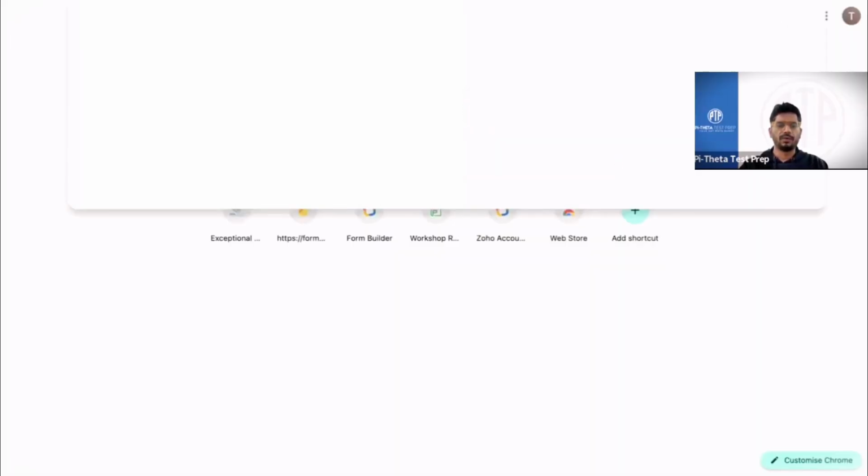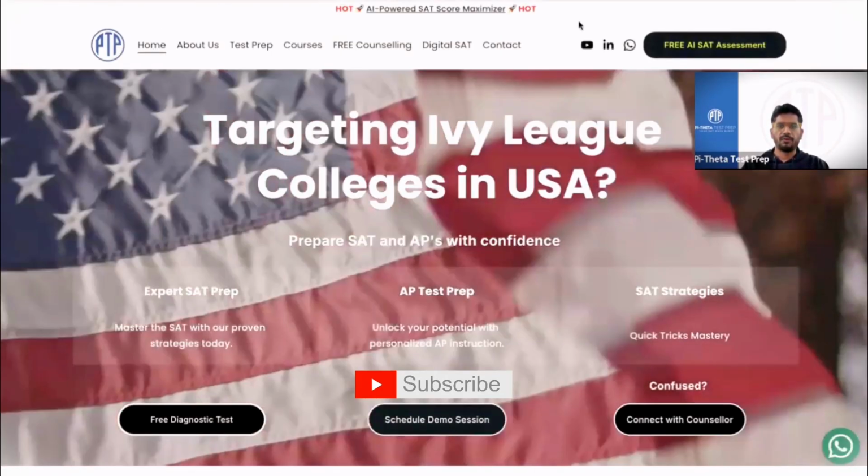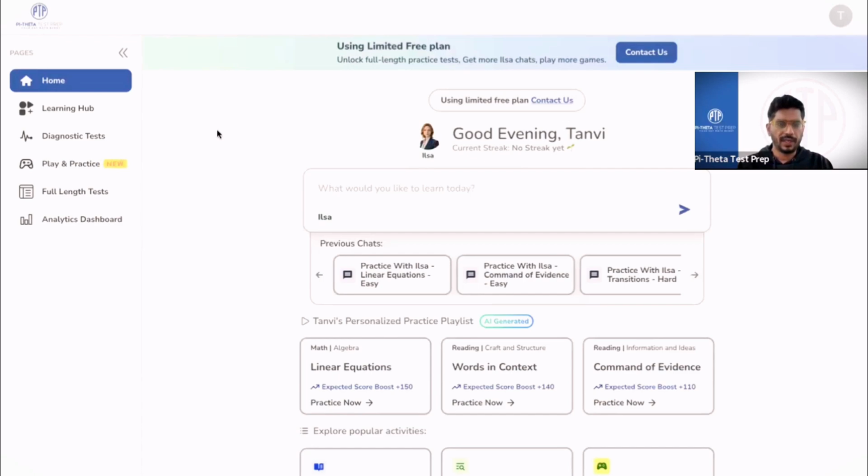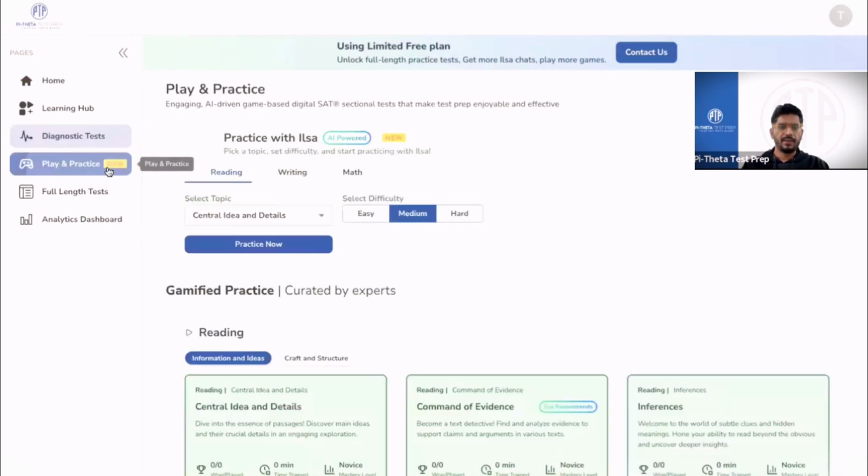So I'll go to our website. This is our website of Pi-Theta. From there you can go to the pre-AI SAT assessment. This is our ai.pytheta.com platform, where we can give the free diagnostic test. We can play and practice some important practices, and also practice with Ilsa. Ilsa is our AI-powered tutor. She can solve some of your doubts.